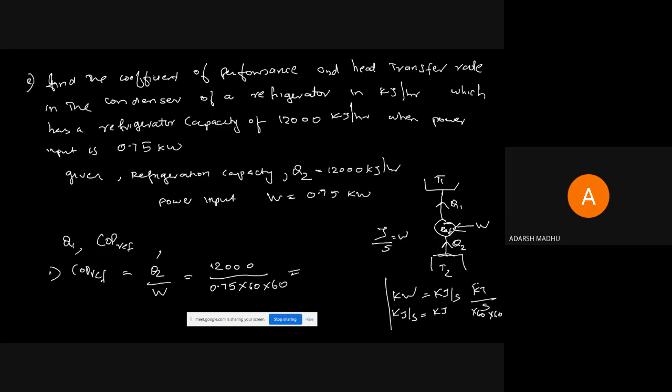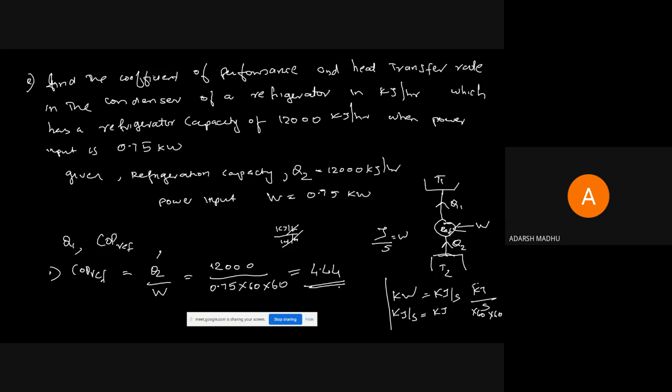The COP value is a dimensionless quantity. There is no dimension for the COP value. Kilojoule per hour is in the numerator and kilojoule per hour is in the denominator, so the total unit gets cancelled and the value will be a constant. 1200 divided by 0.75 into 60 into 60 gives 4.44. That is the COP value of the refrigerator in this state, Q2 by W.